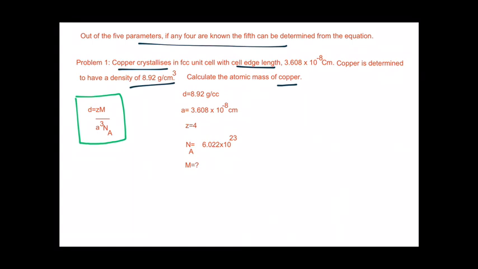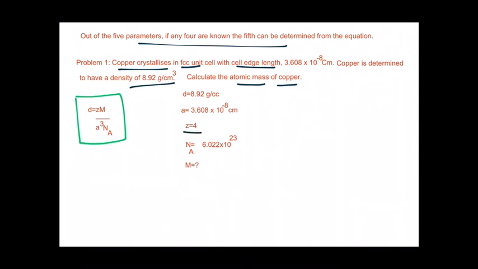We are going to find out the fifth one, that is the atomic mass of copper. All other parameters are given to us. Copper crystallizes in FCC unit cell. So from that little bit of information, FCC unit cell, we know that the number of particles in this particular unit cell will be 4. So Z is equal to 4.